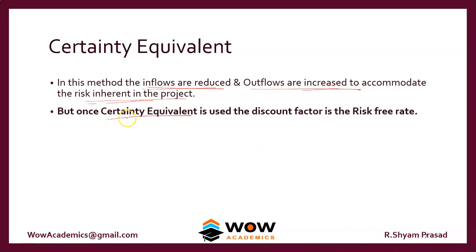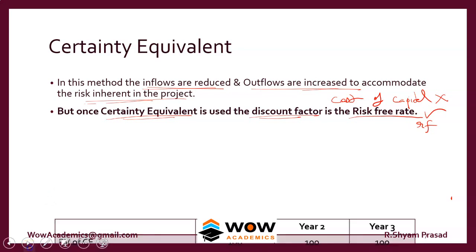But once certainty equivalent is used, the discount factor that you have to use is not the cost of capital. You should not use this number. You should use the risk-free rate. Okay, it is also given as RF. So that's about the concept here.